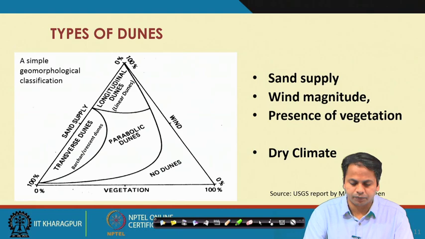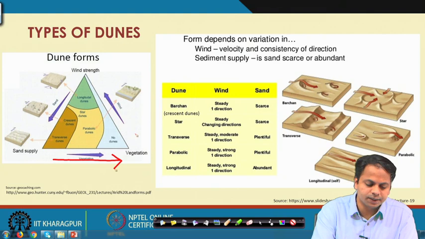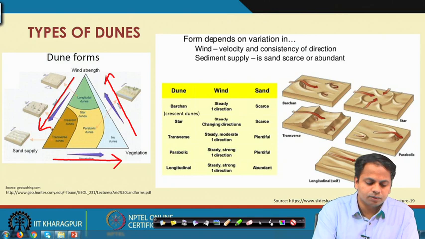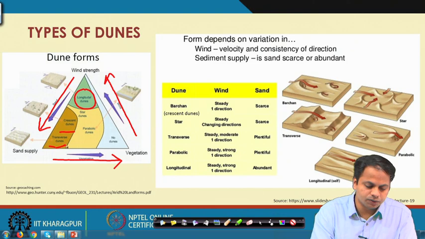So, this is again the same image, the forms of dunes. Here, in this direction vegetation is increasing, here the wind strength is increasing, and here sand availability is increasing. There are different types, such as longitudinal dunes, when the wind speed and strength are more and vegetation is less. So, this is a linear or longitudinal dune. In the case of Barchan, we have scarce sand supply and the vegetation is also less. Then come the transverse dunes, when the sand supply is enough, but the vegetation is less and winds are moderate.